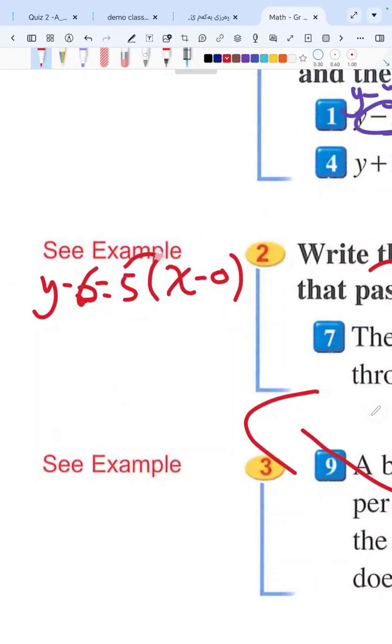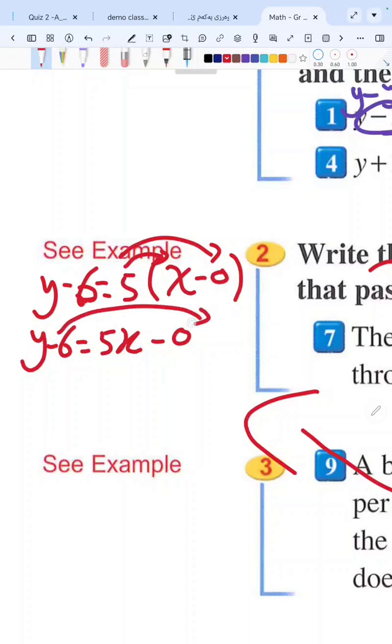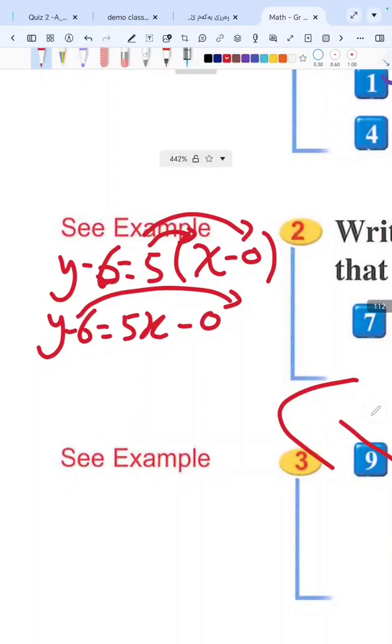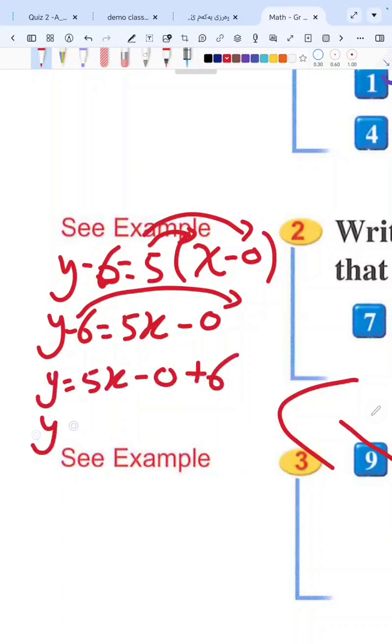Okay, so 5, it's the distributive property. y minus 6 equals 5x minus 5 times 0, 0. Now move 6 to the other side. The equation must be written as y in slope-intercept form. So y equals 5x minus 0 plus 6. y equals what? 5x plus 6.